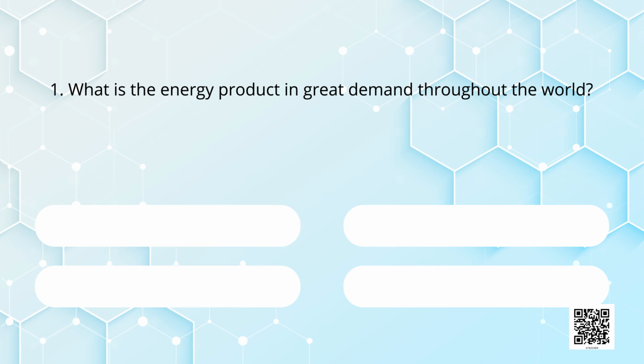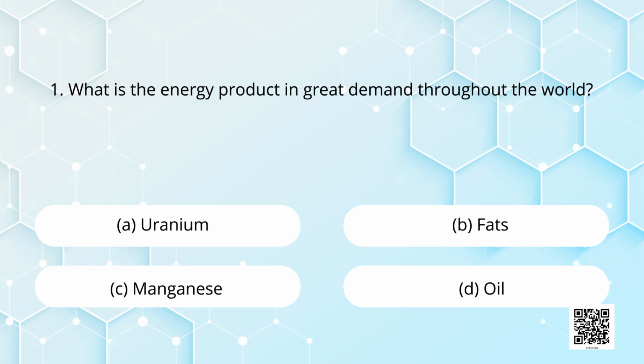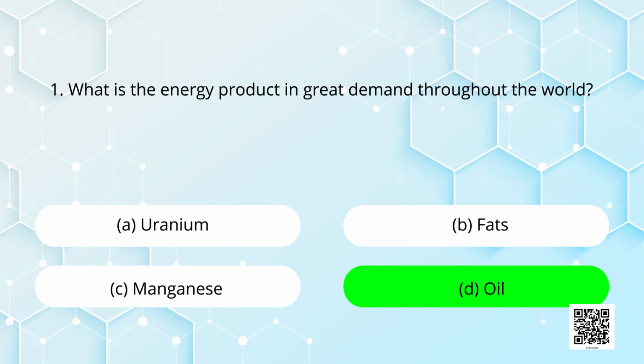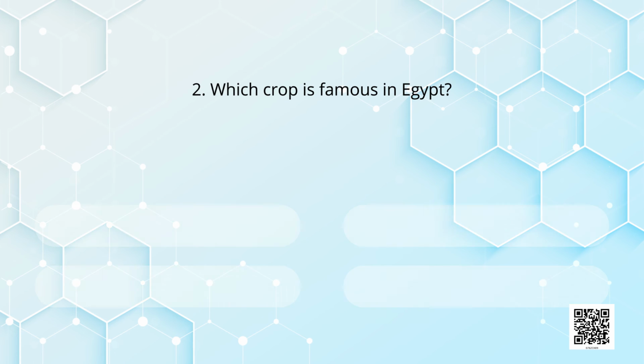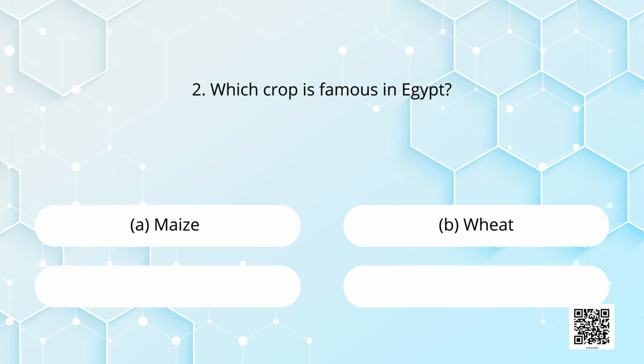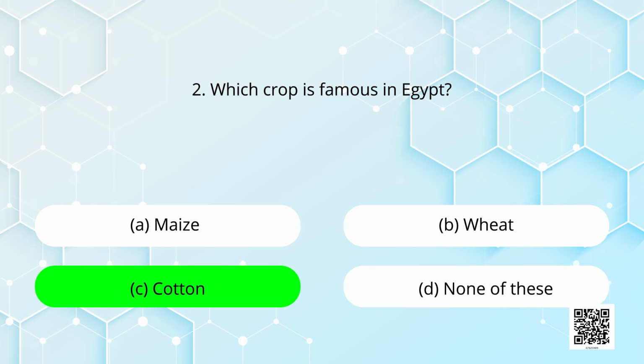So let's start. What is the energy product in great demand throughout the world? Is it uranium, fats, manganese or oil? Yes, it is oil, which is in great demand all over the world. Which crop is famous in Egypt? Maize, wheat, cotton or none of these? Yes, it is actually the Egyptian cotton which is world famous.